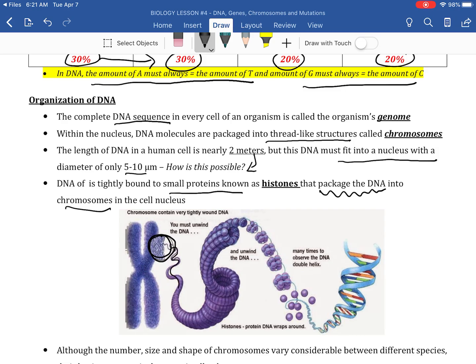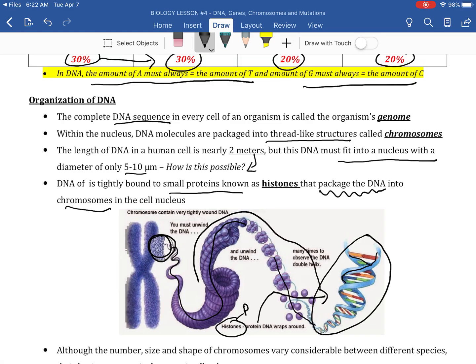Then you unwind the DNA, and you unwind it again, and as you keep unwinding it, you'll start to see your double helix DNA, that ladder with the sugar-phosphate backbone and the nitrogenous base pairs, the guanine and cytosine and adenine and thymine base pairs. So these histones, these proteins, take the DNA double helix strand and package it up nicely so that it fits in a chromosome, so it can fit into the nucleus.